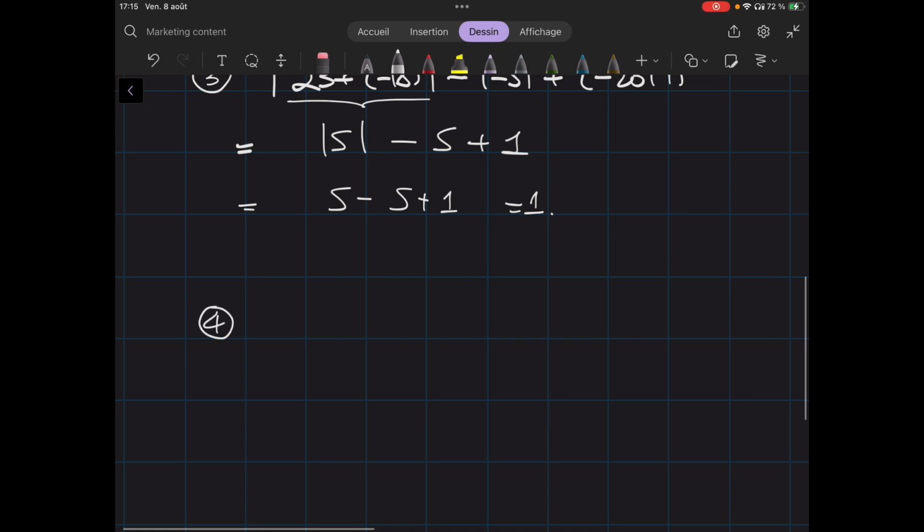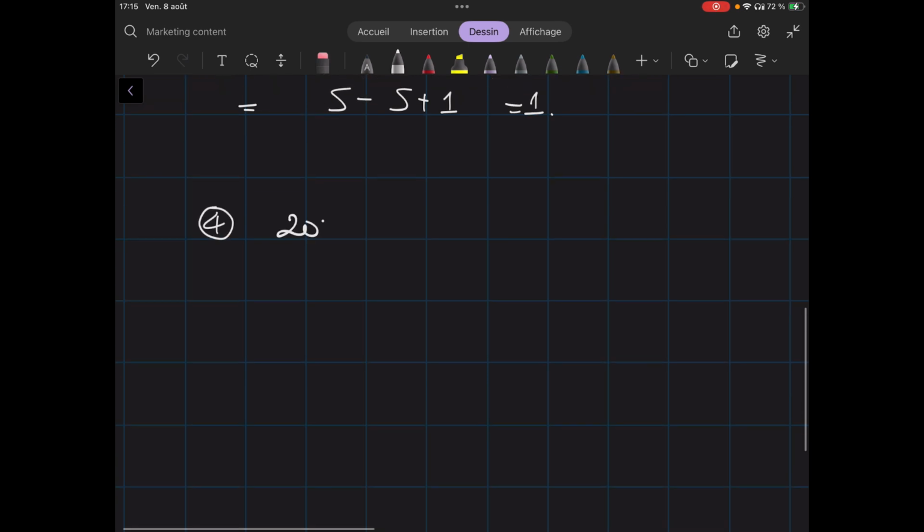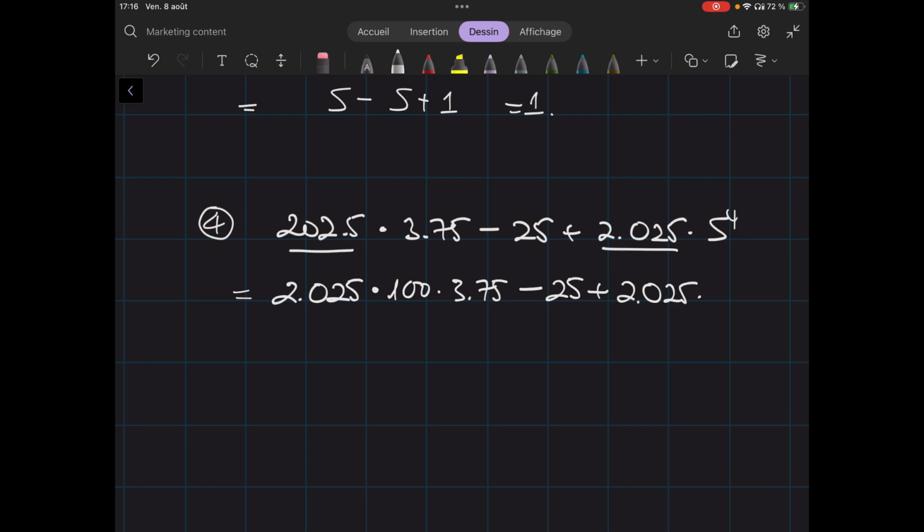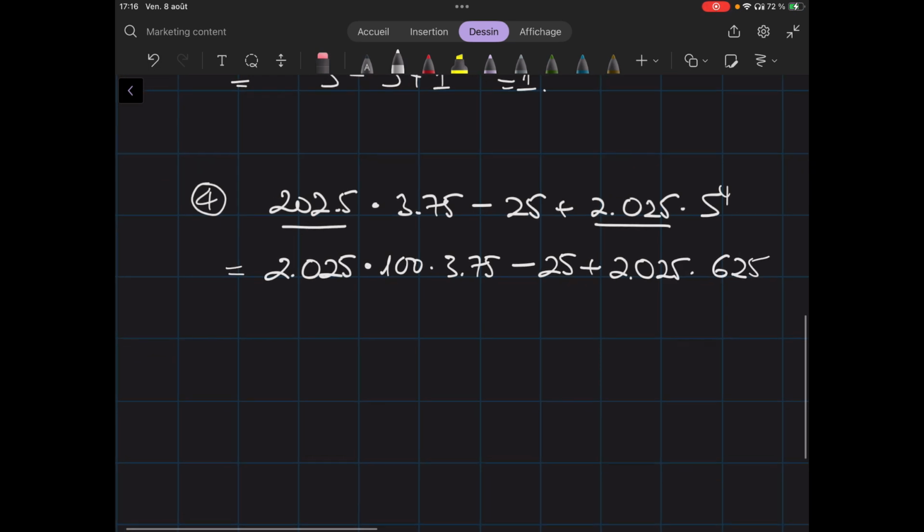Question 4. 202.5 times 3.75 minus 25 plus 2.025 times 5 to the 4. 202.5 and 2.025, they have something in common. So why don't we write the first guy as 2.025 times 100 times 3.75. 5 to the 4, that's 625.